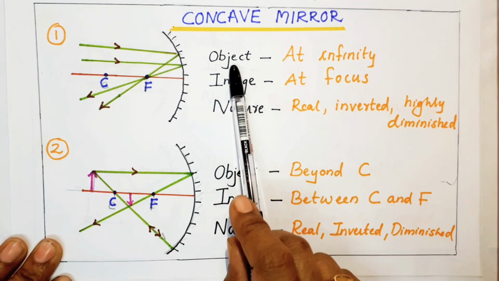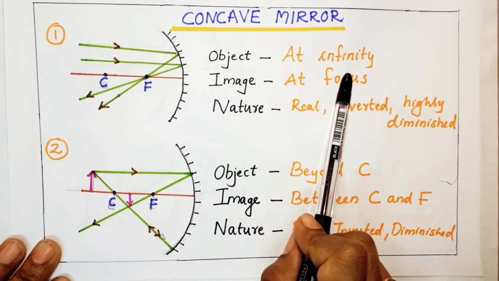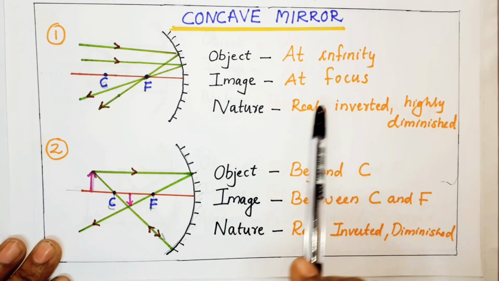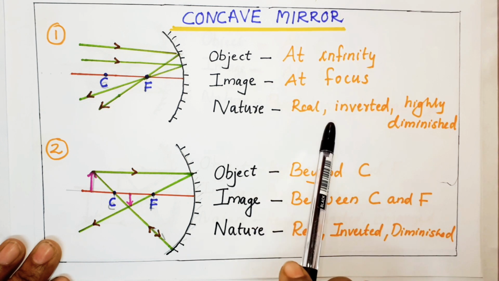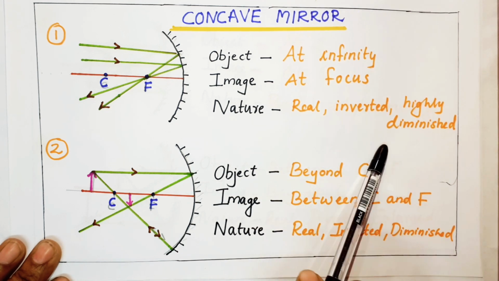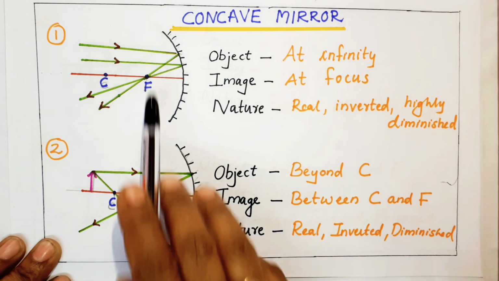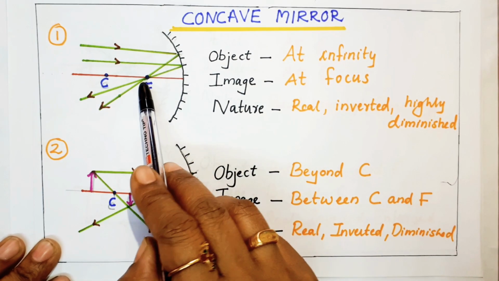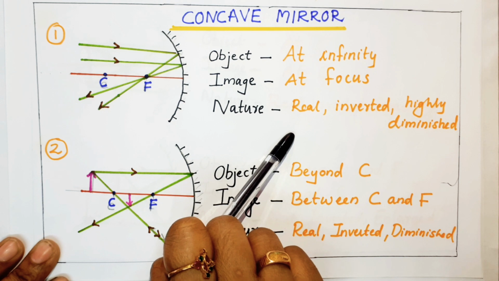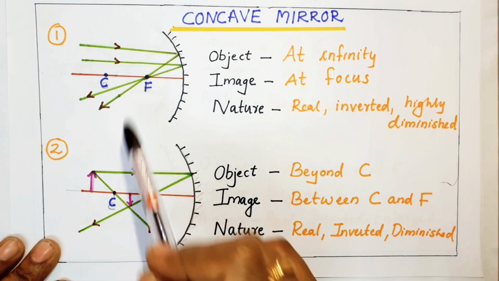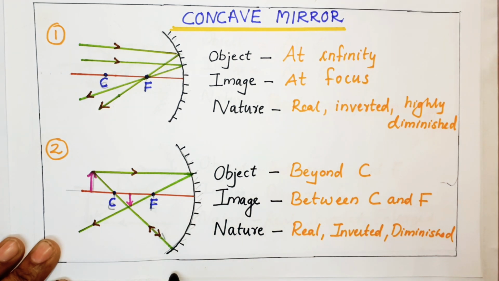So I mark here the object situated at infinity, where the image will form at focus. The main nature is real, inverted, and highly diminished. The image will be point sized, that means very small. And the reflected rays are intersecting, so we are getting real images. Inverted, in this diagram you can't see, but in the next diagram you can see that.